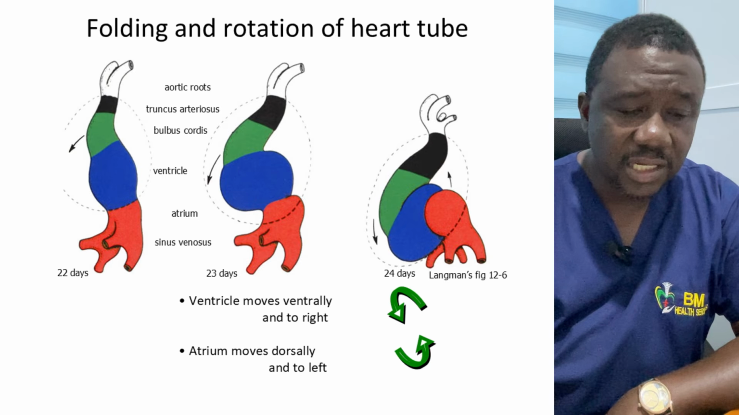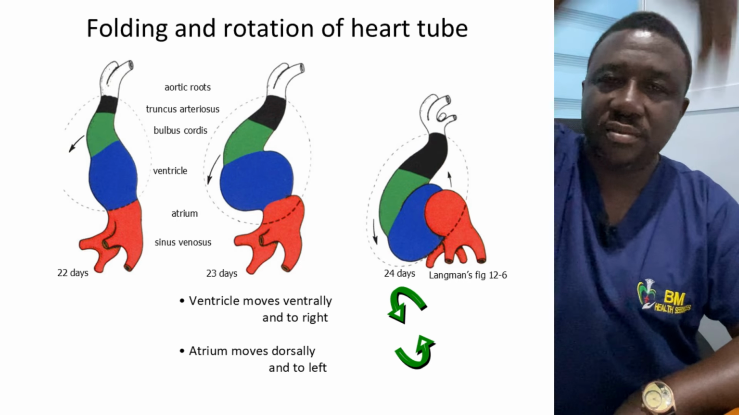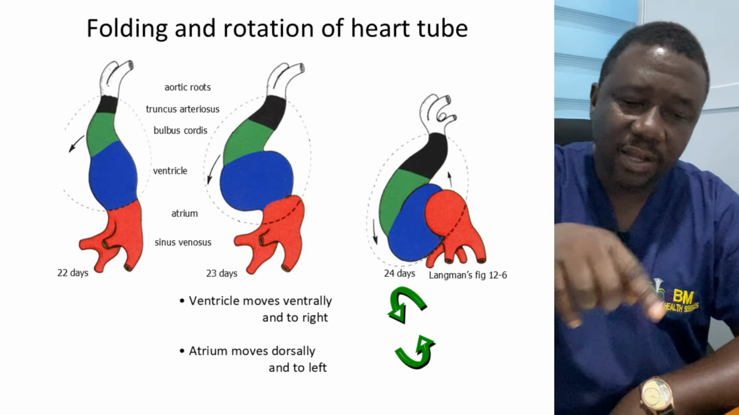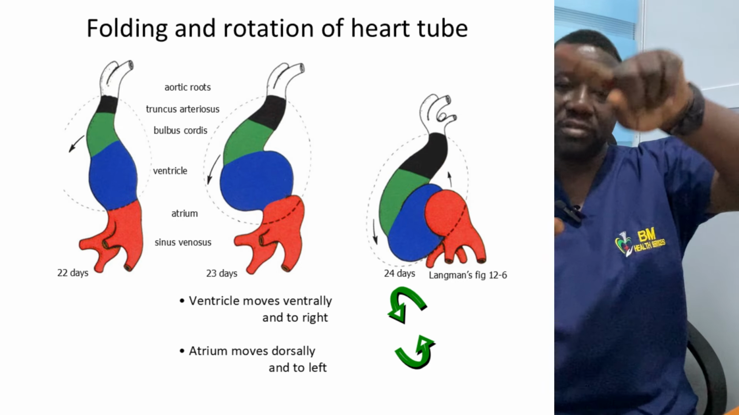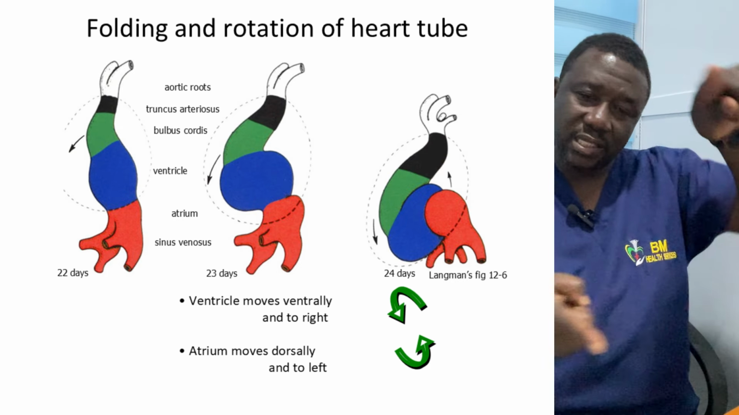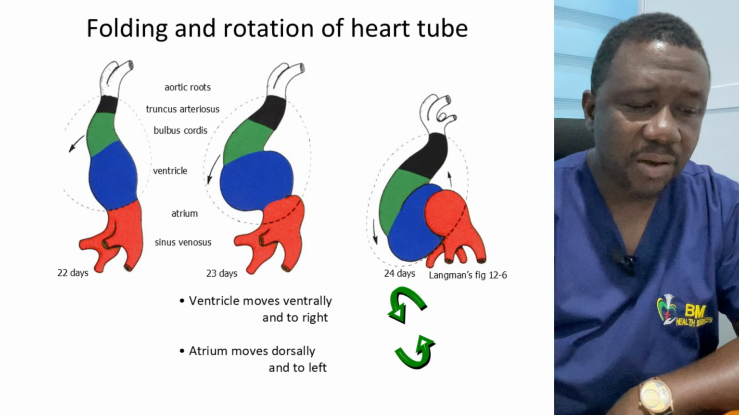So the rotation is anti-clockwise rotation. This is clockwise rotation, and this is anti-clockwise. So on the anti-clockwise side, the future truncus is coming downwards and the future ventricle is going upwards, okay? That will position these trunks at their right spot.